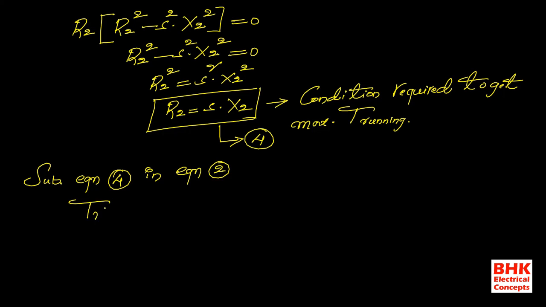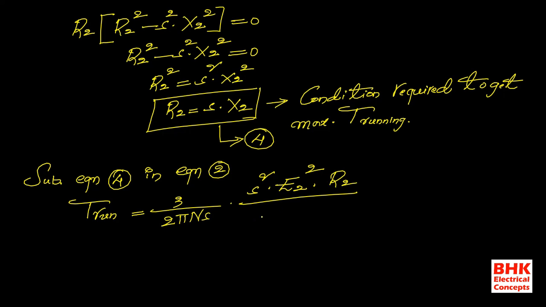Then what is equation number 2? The running torque is equal to 3 divided by 2 pi ns into s square into E2 square into R2 divided by R2 square plus s into x2 square. Now instead of this r2 you can directly substitute s into x2. Then you will get the maximum running torque.